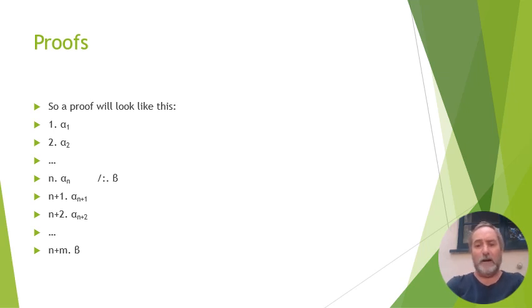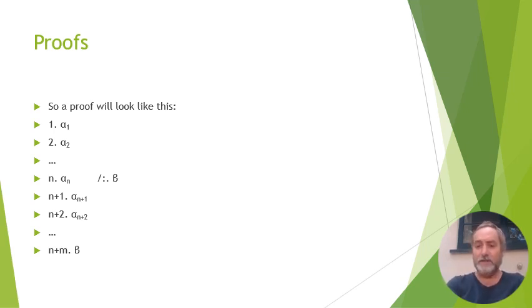So all these alphas stand for statements in our logic language that are premises in the argument. The beta stands for a statement in our logic language that is the conclusion of the argument. What a proof does is produce a bunch of new lines, and that's what the n plus 1, n plus 2, and so on are. Those lines can be derived from our premises using our rules of inference.